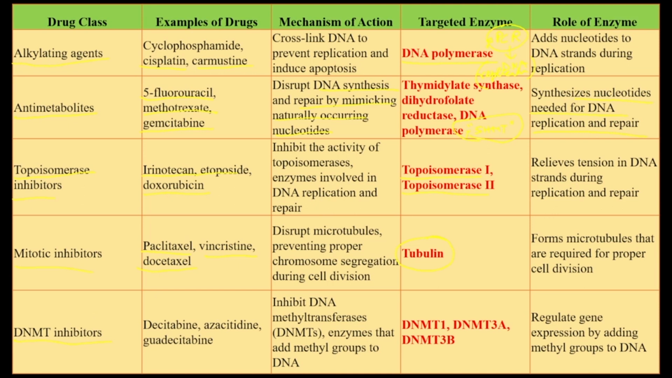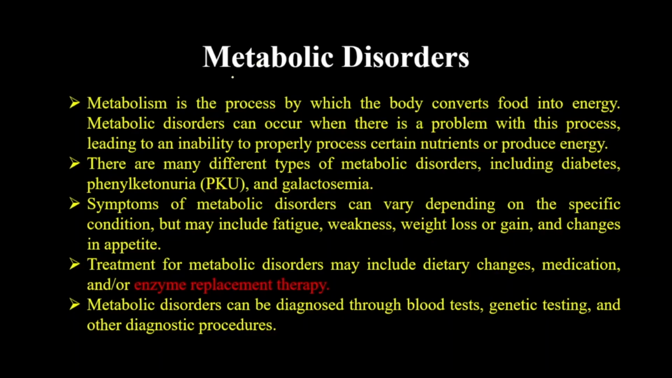Then we have DNMT inhibitors. So the DNMT inhibitors are going to inhibit the DNA methyltransferase enzyme that adds the methyl group to the DNA. The enzymes are DNMT1, DNMT3A, DNMT3B, and they regulate gene expression by adding the methyl group to the DNA.